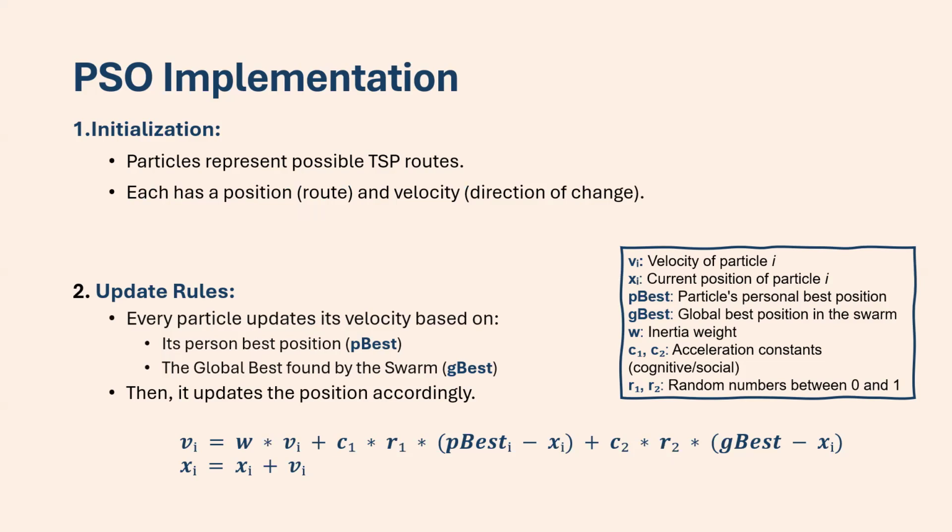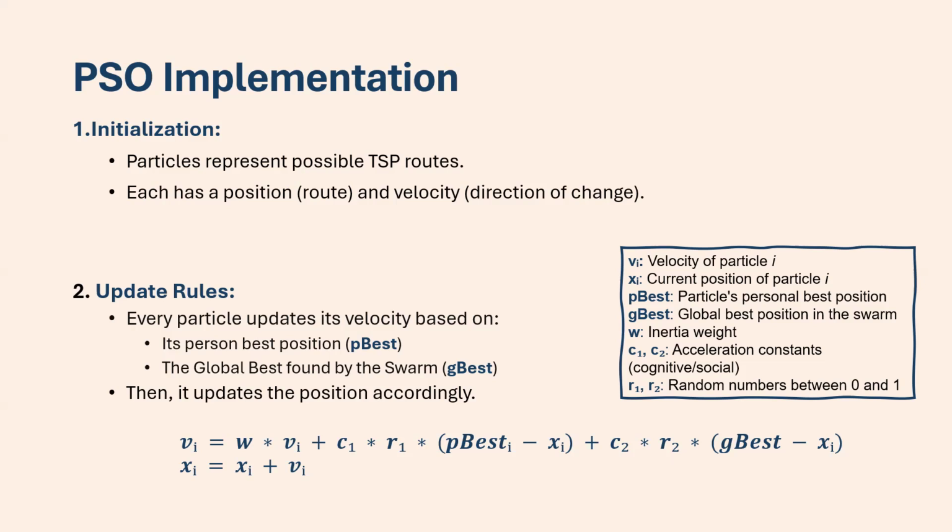Okay, so now the update rules. As the algorithm runs, every particle updates its velocity and position based on two important things. Pbest, the best route this particle has found so far, its personal experience, and Gbest, the best route found by the entire swarm, a form of group knowledge. The velocity update formula shown here combines three terms. Inertia, w, keeps the particle moving in the same direction. The cognitive component, c1 × r1 × (Pbest − xi), pulls it towards its personal best. The social component, c2 × r2 × (Gbest − xi), pulls it towards the global best.